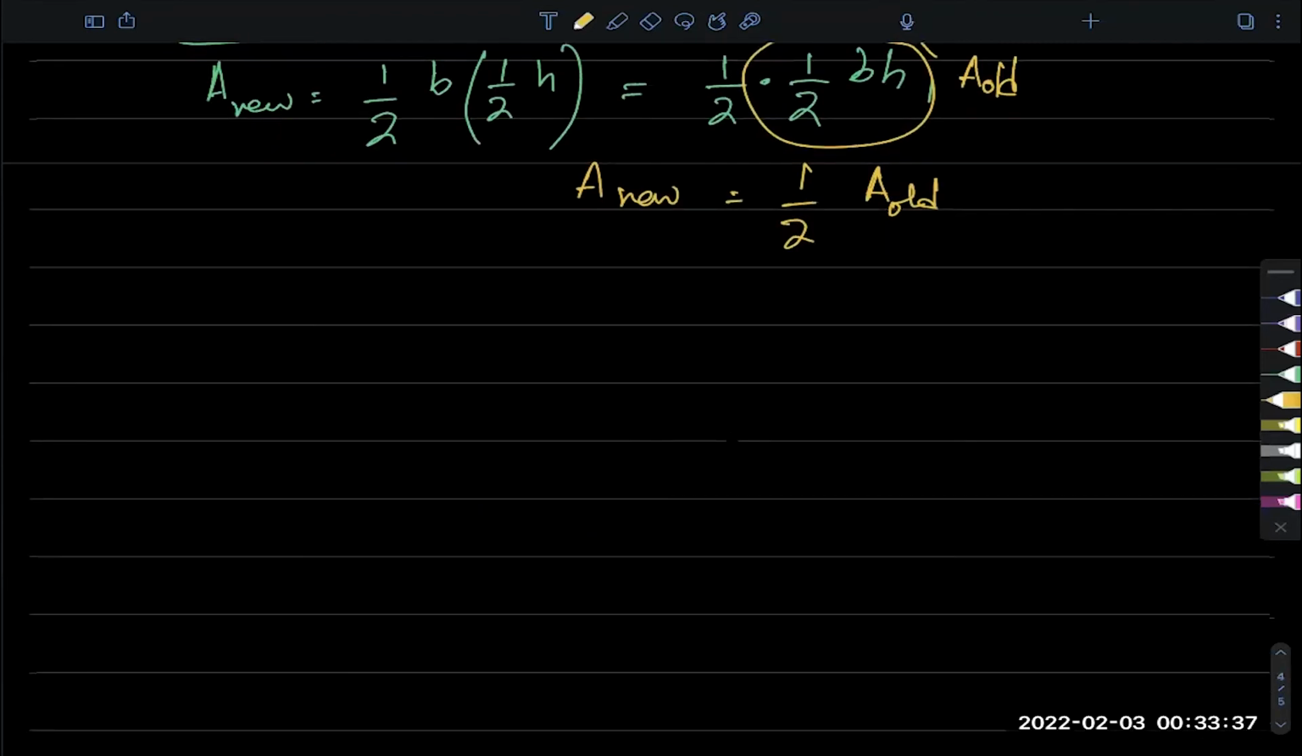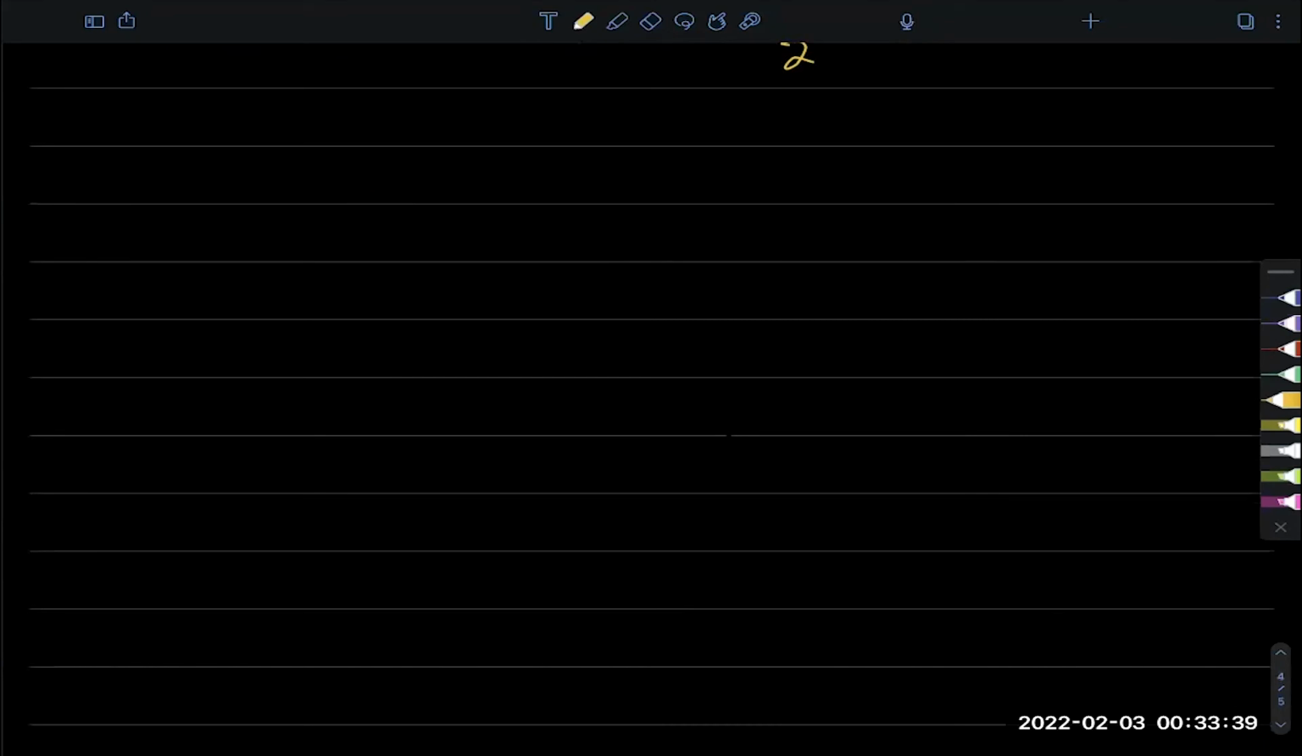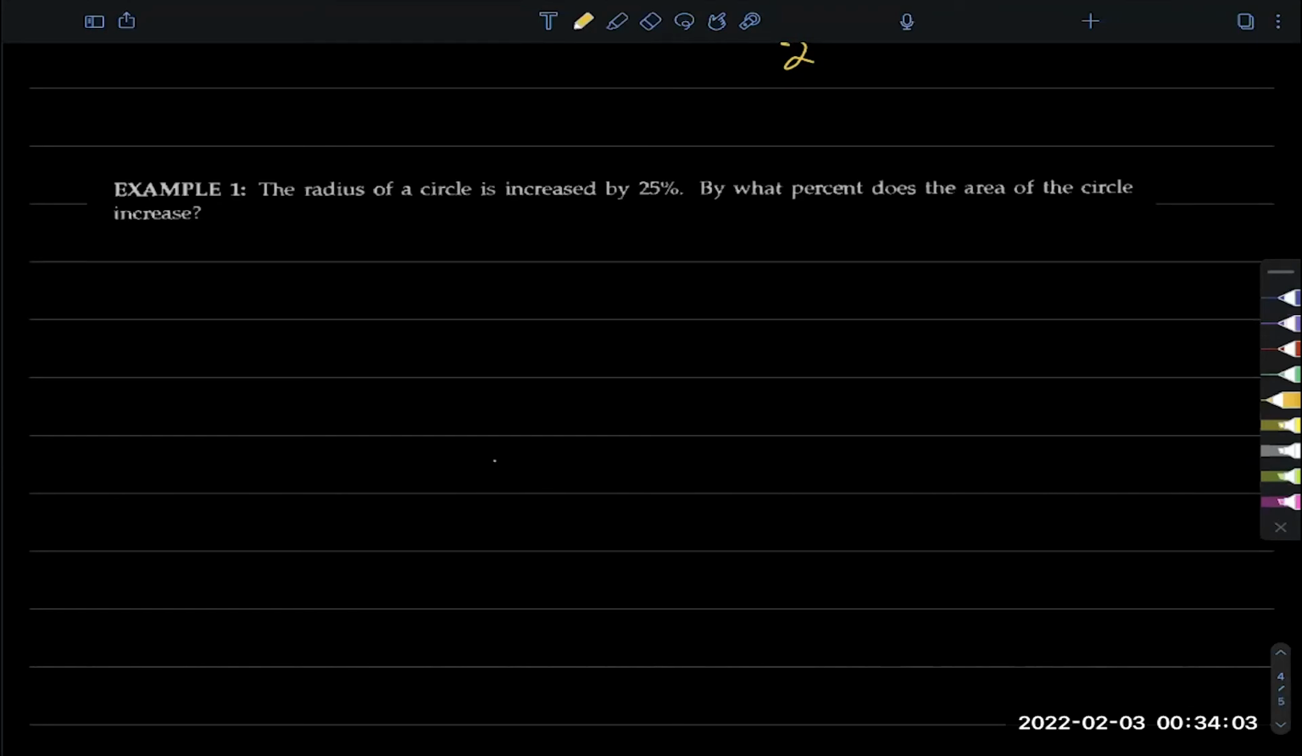So, okay, so here's the thing. There's a circle and its radius is increased, and I'll just copy the question. This is my first example. So let's try to solve this question. Do it with me. So the radius of the circle is increased by 25%. Okay, so we have a radius now, and we have increased it by 25%. So what's my new radius? 125% of the previous one, which is 1.25 r.